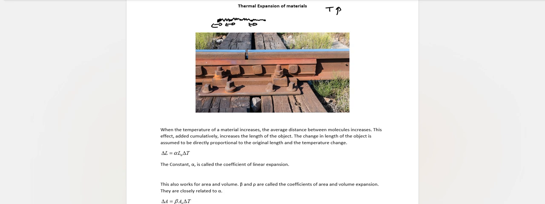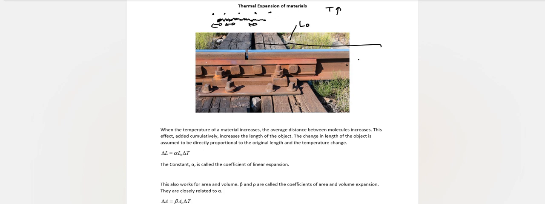Well, also, the faster they're vibrating, what happens is the average distance between the molecules increases. And that has the effect of, if I look at this beam, lengthening the total length of that beam, right? So now, let's ask ourselves, what type of math shall we attach to that? So if I have some sort of object that has a certain length, we'll say in this beam here, from here to wherever the end of the beam is, we'll call that L sub O here.